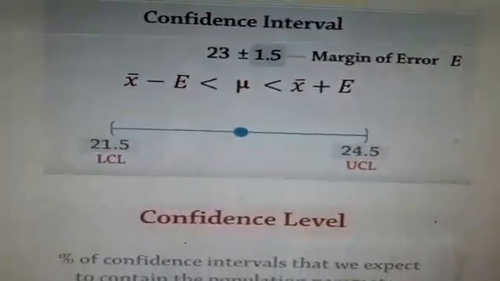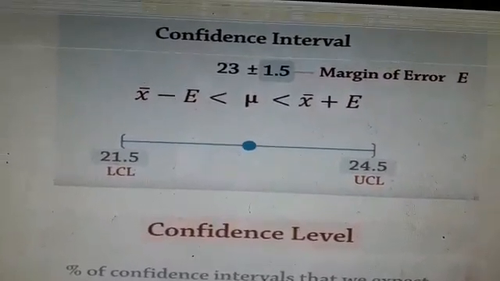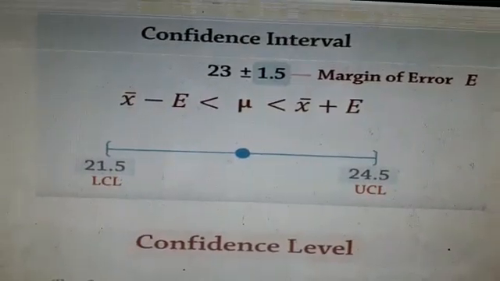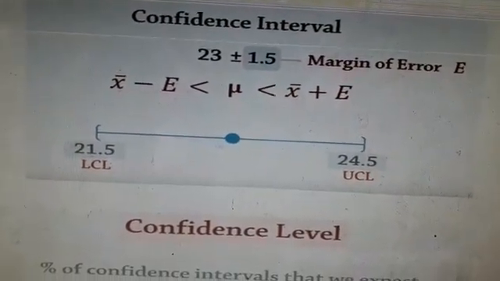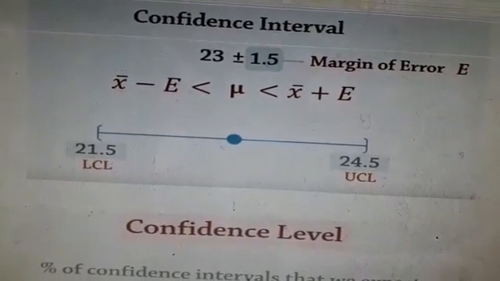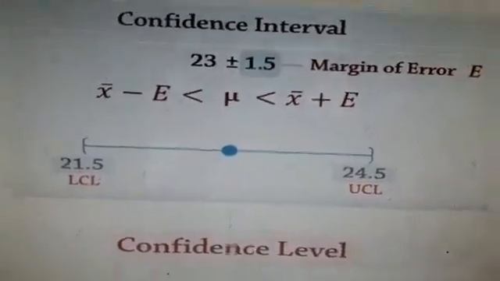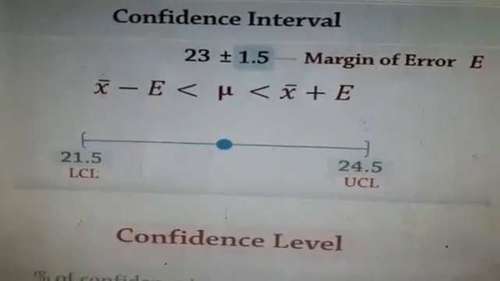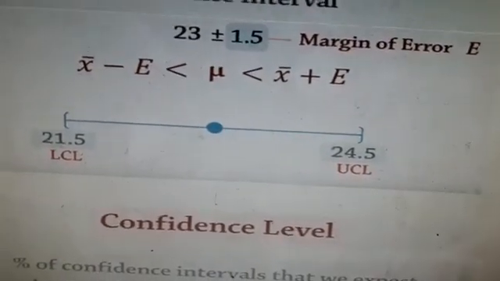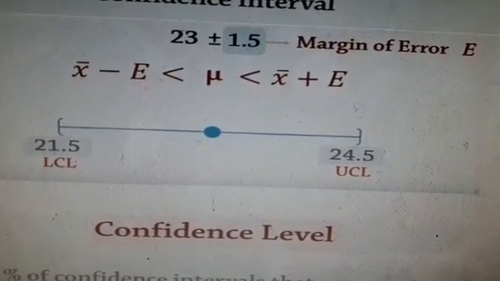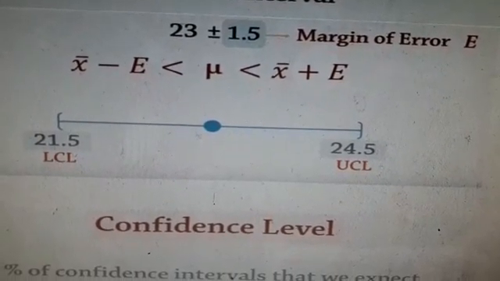So here the word we talk about is confidence interval. In the previous example we talked about 23 as a sample mean, and here we go for plus or minus 1.5. This 1.5 is the margin of error. So our confidence interval can lie in between the sample mean minus the margin of error less than mu, the population mean, less than x bar plus the error.